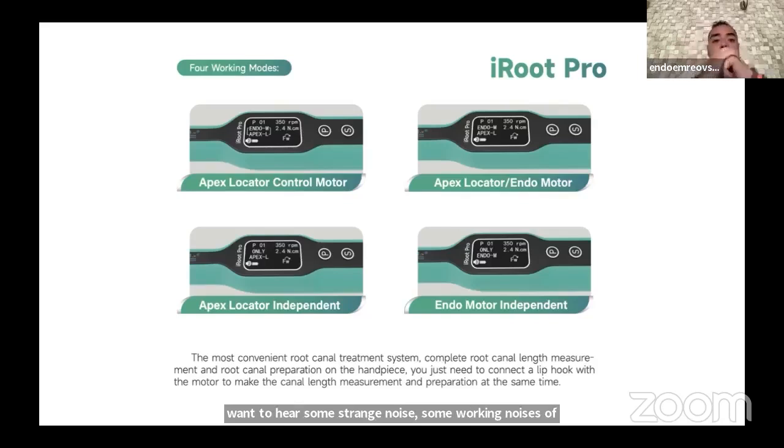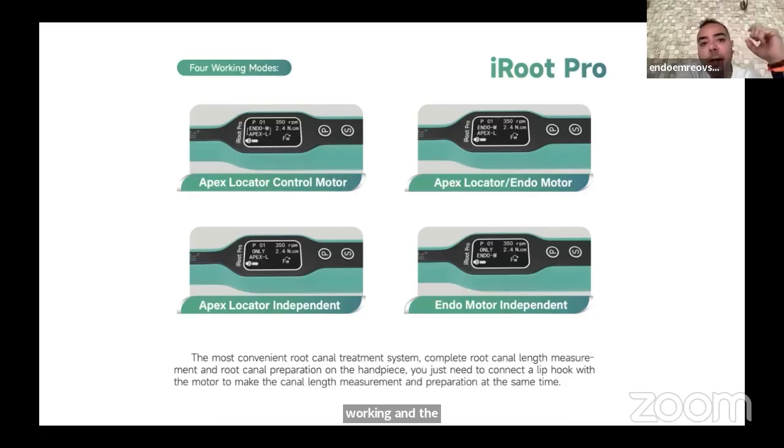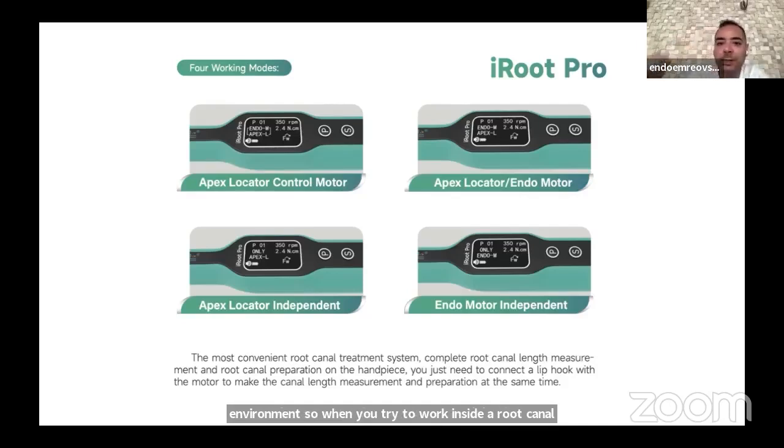So you can lower the volume of the apex locator while working, and inside the contra angle, the working parts are very, very isolated from the environment. So when you work inside a root canal, the patient doesn't hear the working noises of the product. So that's the best option to use that endomotor, and it's very efficient to use in your clinical practice.